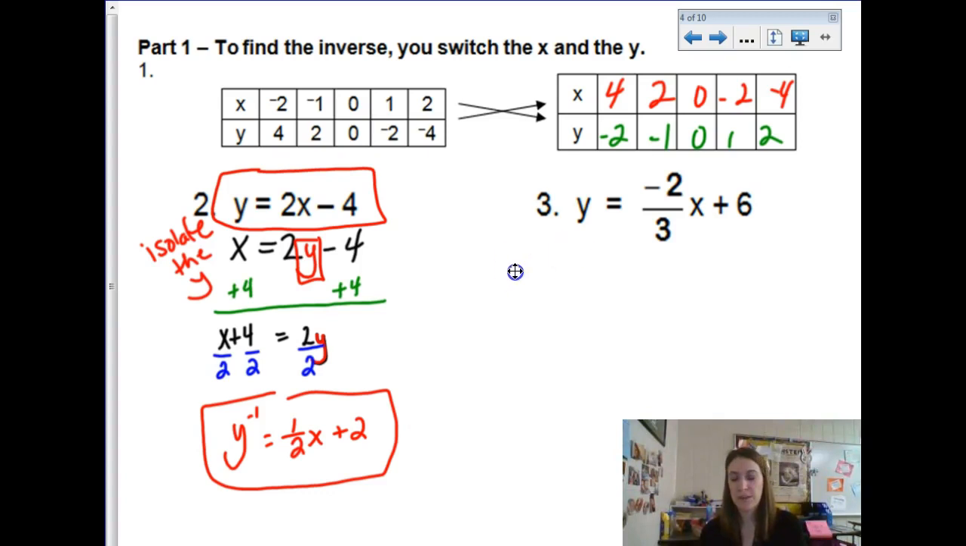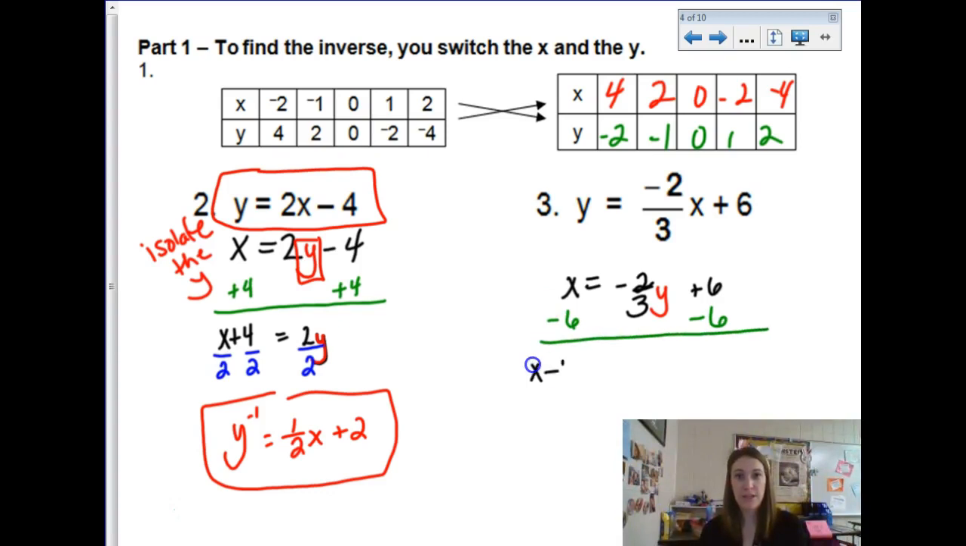All right, number 3, same idea. We have a continual function, so I'm not going to be able to give just ordered pairs. I'm going to have to turn the function inside out. So x equals negative 2/3 and then y plus 6. And then same thing as the last question, you're going to have to isolate the y for me. So let's subtract the 6.